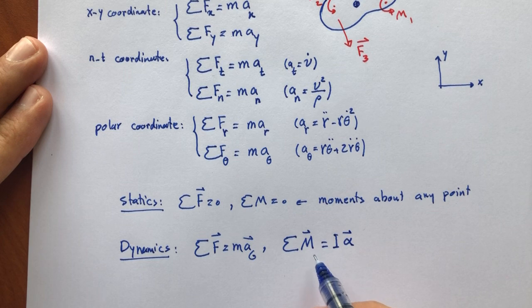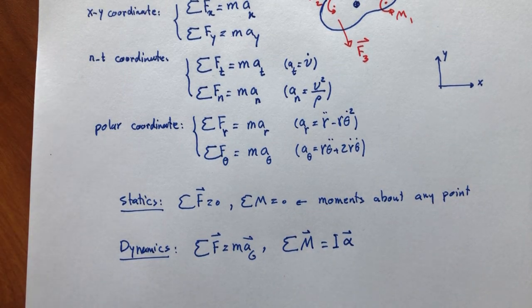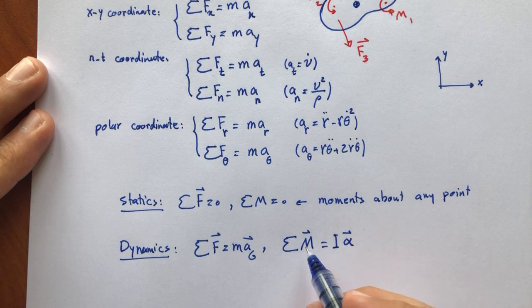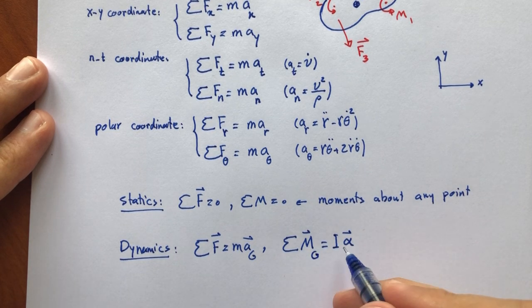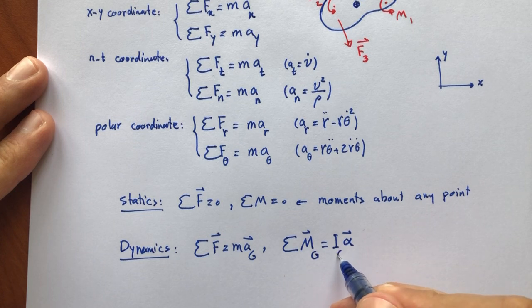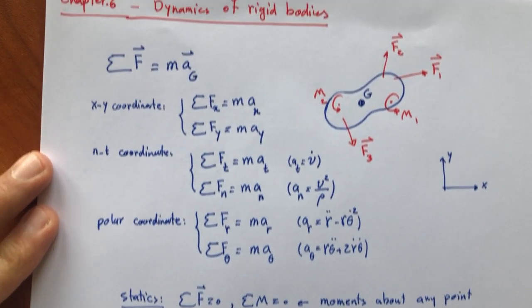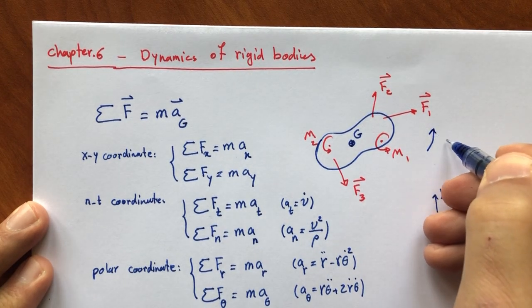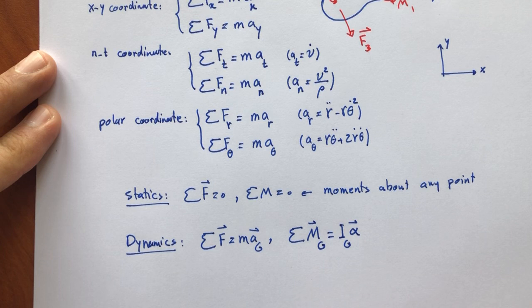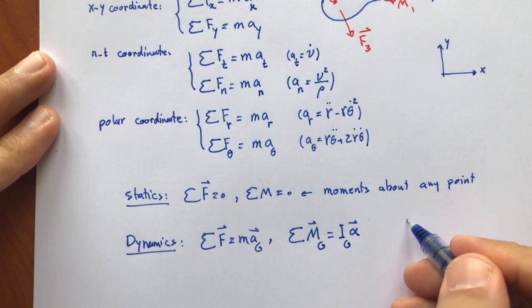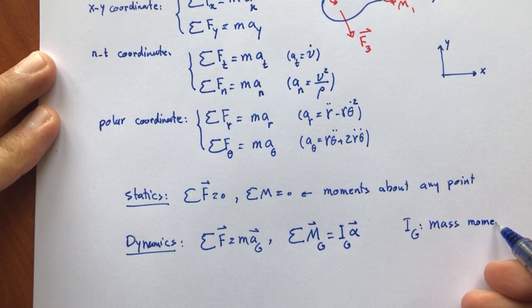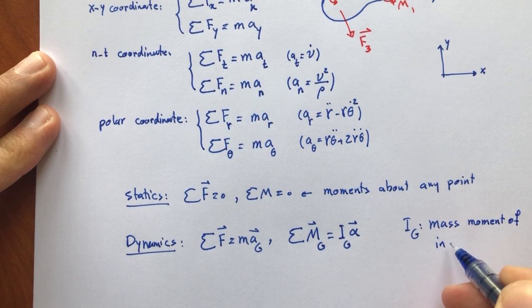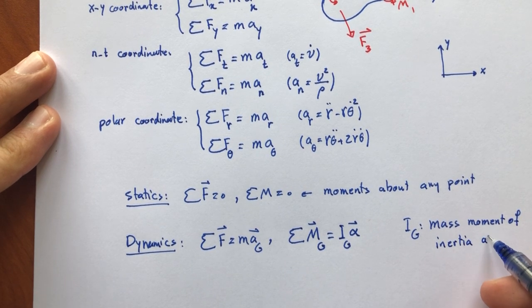And we should be careful about this equation because this is a very common mistake that the students make all the time. Sum of the moments about different points is not equal to I times alpha. Sum of the moments only about the centroid is equal to mass moment of inertia about the centroid times alpha. Alpha is the angular acceleration of the rigid body. G is the centroid. Ig is the mass moment of inertia about the centroid.